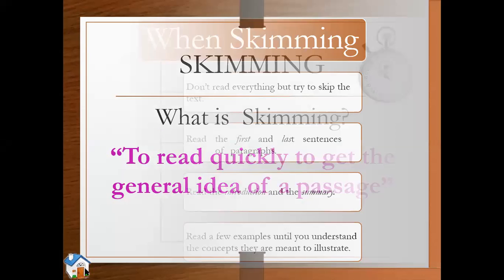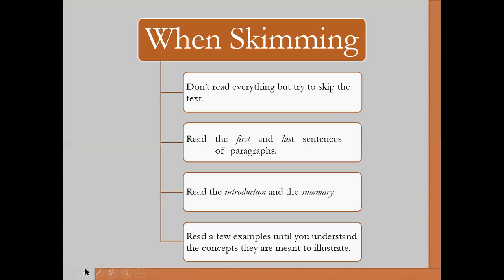Now next, when skimming, don't read everything. If you are reading word to word, everything twice or thrice, it will take time and you will not be able to complete the task within the time allocated to you. So don't read everything, but try to skip the text. Read the first and the last sentences of the paragraph. As I told you, the first sentence is the topic sentence and the last sentence is the concluding sentence. These two things can help you have an idea of what it is about and what the author is saying in it.